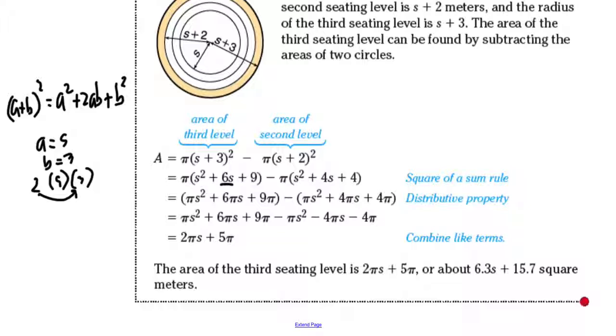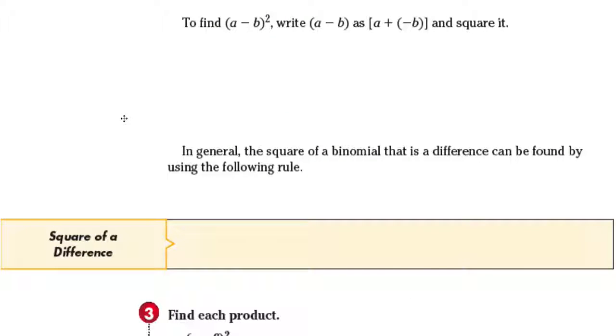square. This is now called the square of a difference. But before we do that, let's take a look at this one. To find the quantity a minus b squared, we write quantity a minus b plus a plus negative b and squared. Remember the definition of subtraction. In the definition of subtraction, you simply say that a minus b is the same as a plus negative b. So we basically convert that and we simply square it. So you now have a minus b, same as a plus negative b squared.